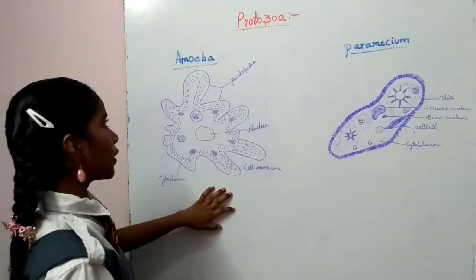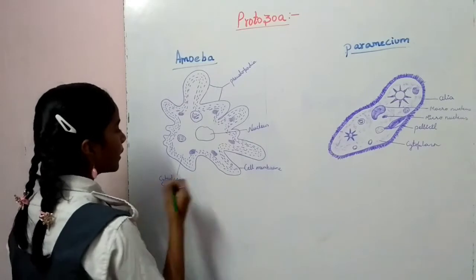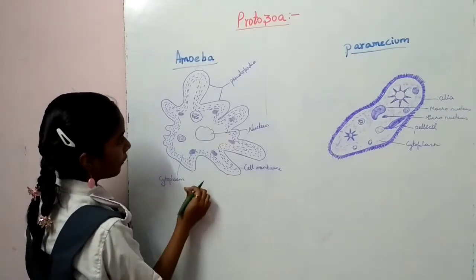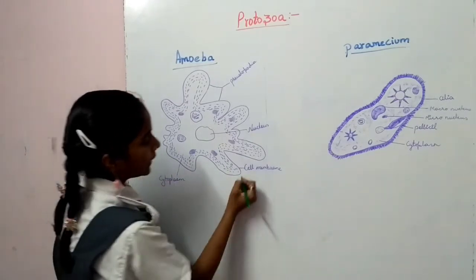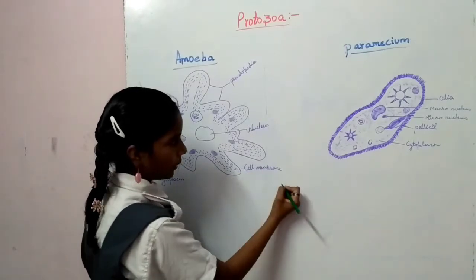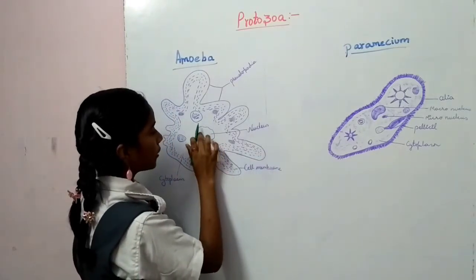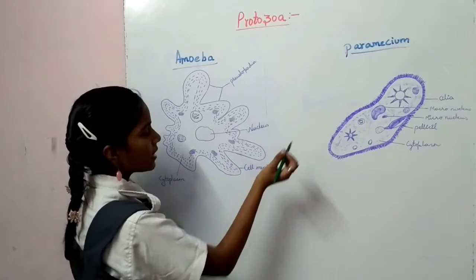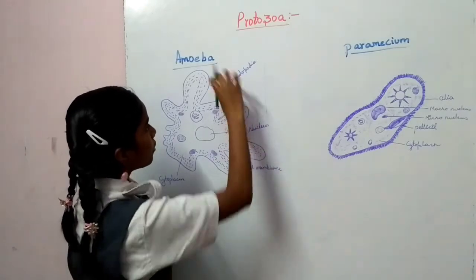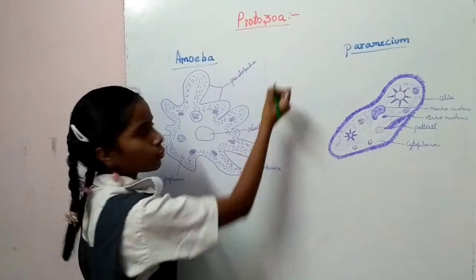So let's understand the figure of amoeba. This rest of the part of the amoeba is known as cytoplasm. The outline of the amoeba is known as cell membrane. This middle part or the center of the amoeba is known as nucleus. Now, if two cell membranes combine, it gives a pseudopodia.